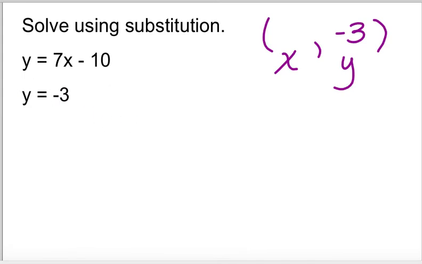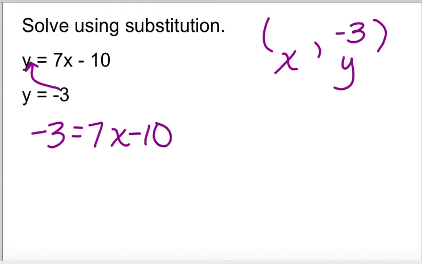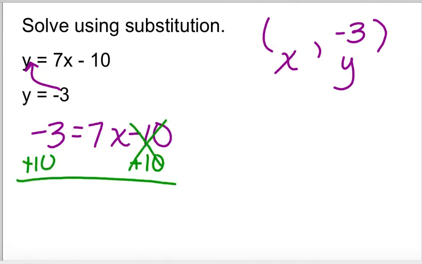So if they're telling you y is negative 3, this is where the substitution comes in. This is why it's called substitution. If y is negative 3, then you go to the other equation up above and you plug a negative 3 in right there. And now, the variable that needs to be solved for, that wants to be alone, is x. How do you get x to be alone? Well, you got to get rid of that 10, so you add 10 to both sides. A negative 3 and a positive 10 makes positive 7 equals 7x.